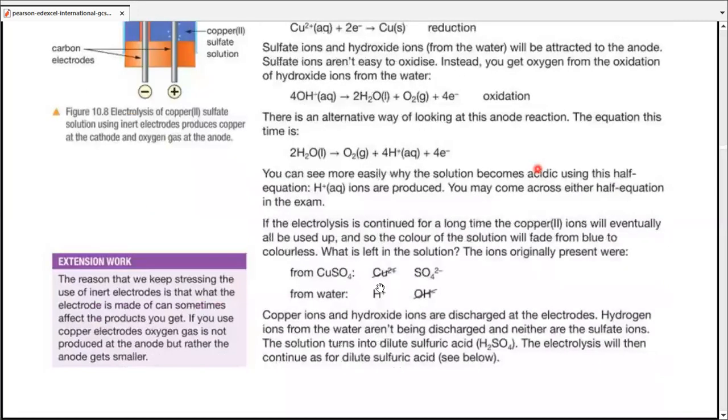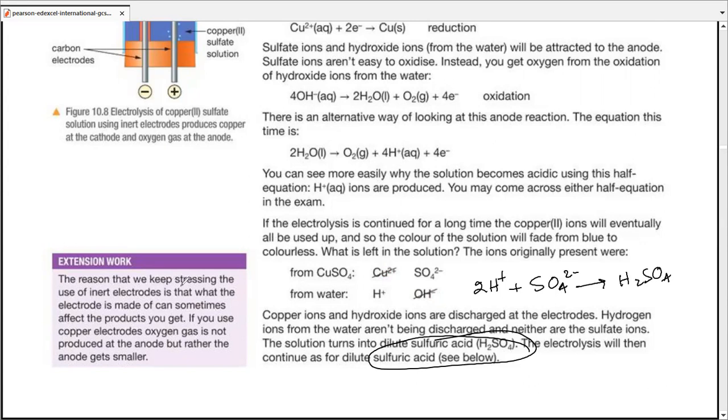So in the end, let's talk about all the ions. From copper sulfate, we got copper and sulfate. From water, we got hydrogen and hydroxide. Copper was given out at the cathode, hydroxide was given out at the anode. We are left with hydrogen ions and sulfate ions. Let me tell you, the hydrogen ions and the sulfate ions will react with one another to form sulfuric acid, and there is a dilute sulfuric acid solution left in the system.